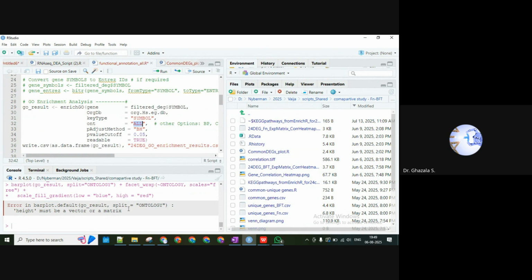So I was trying to generate the figure, but actually there is an error in the bar plot: height must be a vector or a matrix. And your voice is breaking, it's not clear. Yeah, so is it clear now? Hello, is it clear? Yes.